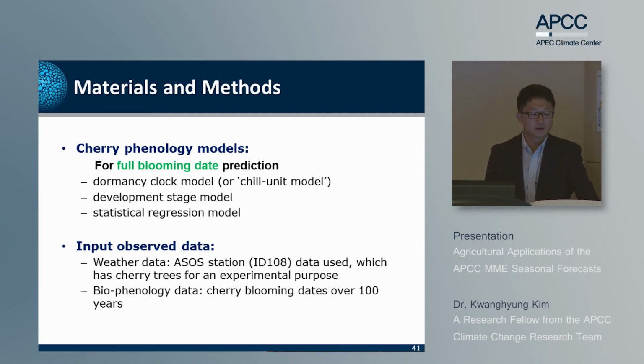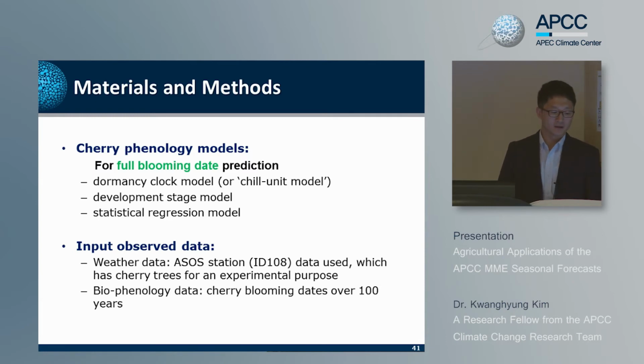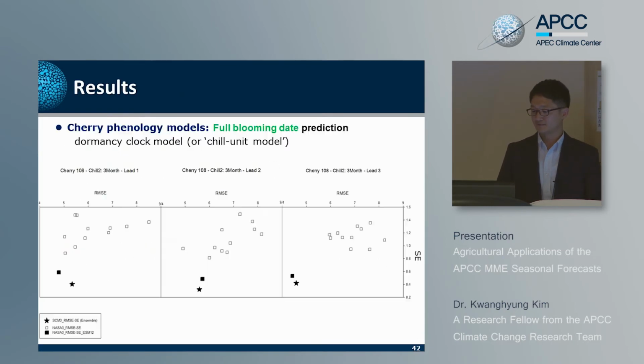We applied these models to predict cherry blooming, and the reason why cherry was selected was because cherry is a good indicator of climate change, and it's been used a lot for that kind of purpose, I think. And also some Korean meteorological stations like 108 station have cherry trees planted inside the weather station for experimental purpose. So especially this station has a cherry blossom date record over 100 years.